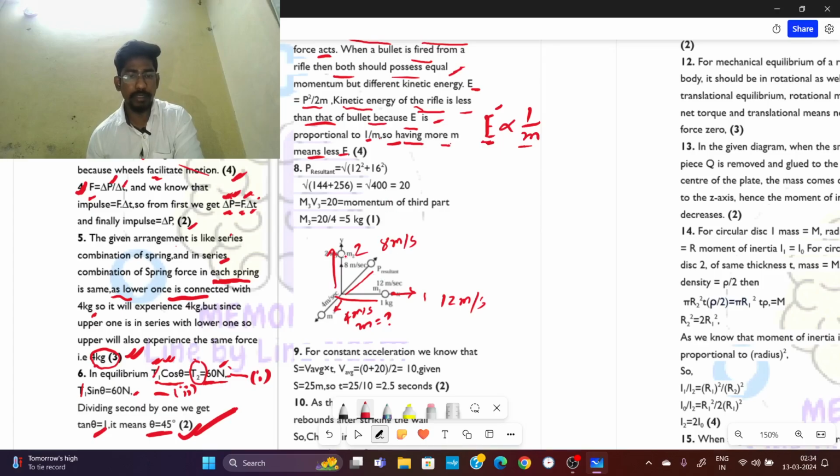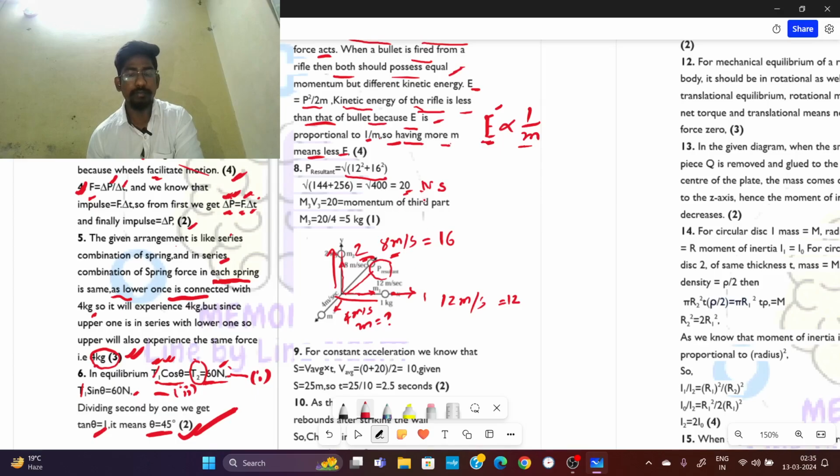How to calculate it? As we can see, if we take the triangle law of vectors, we can calculate the resultant momentum p, which is nothing but the square root of the sum of squares of the momenta. The total momentum of this one will come to 16, and this one will come to 12. So here p resultant is the square root of 12 squared plus 16 squared, which is equal to 20. 20 newton second, right? So it is equal to the momentum.